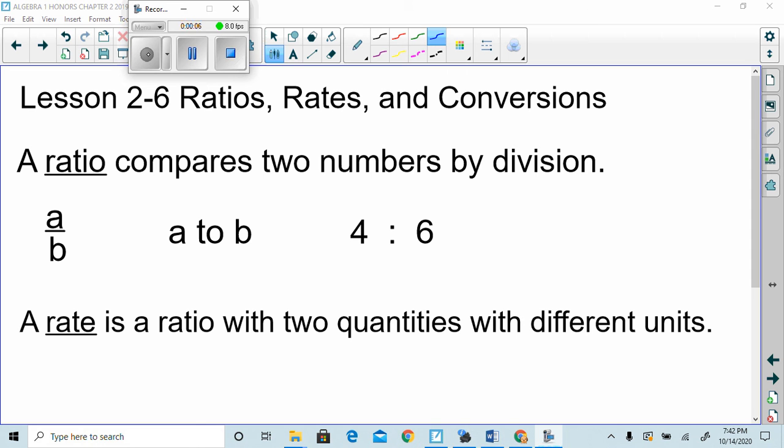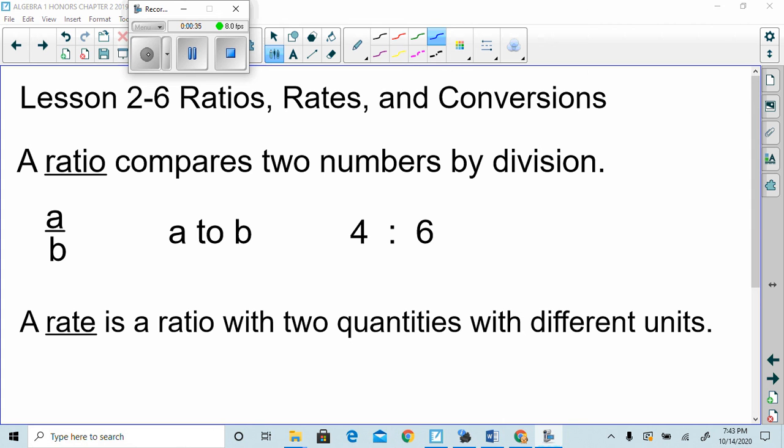We've spent most of our time in this chapter solving equations, and our last topic was rewriting equations that were called literal equations, and then we looked at formulas, and we're coming back to that for an assessment next week. But I'm moving on to our next section, which is 2.6, ratios, rates, and conversions. We're going to start by defining the key terms to help us with this work.